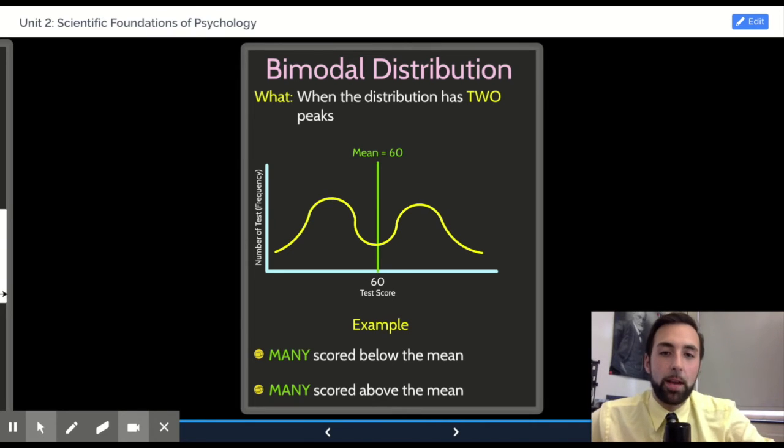If you're a teacher and you get results like this, it basically means a bunch of kids got it, a bunch of kids didn't. And in theory, you need to find a way to pull those kids who scored below the mean up towards the mean, or hopefully even above the mean. That's precisely what it means when you have a result like this.